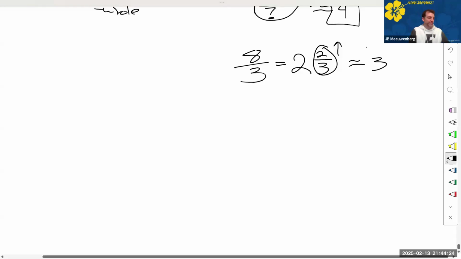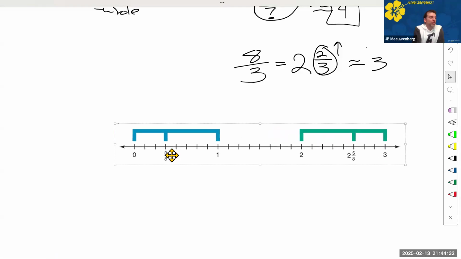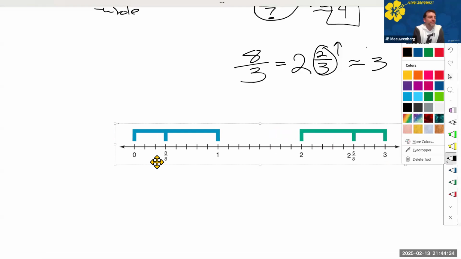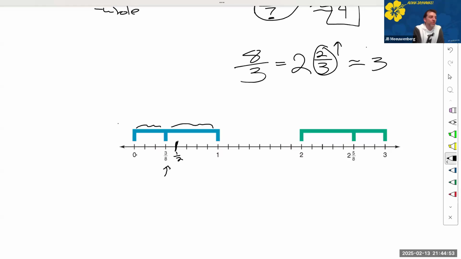If you like a visual, because visuals do help, let's look at this number line. If we are looking at the fraction 3/8, and we have to round that either up or down to 1 or 0, you can see that this is the halfway point. This is the number 1/2. 3/8 is less than halfway to 1. This section is smaller than this section. 3/8 is closer to 0. So we would round it down to 0.